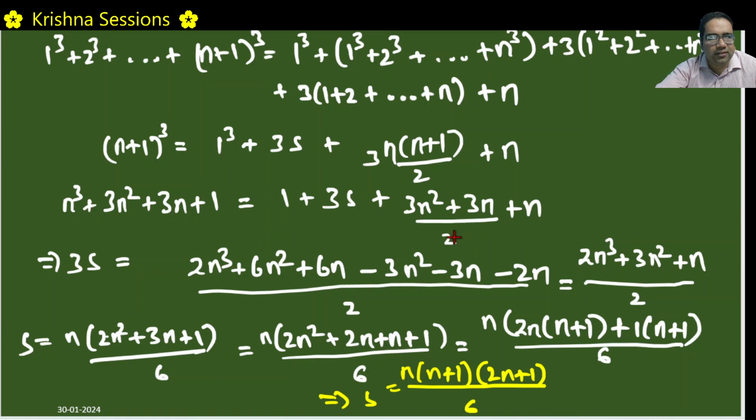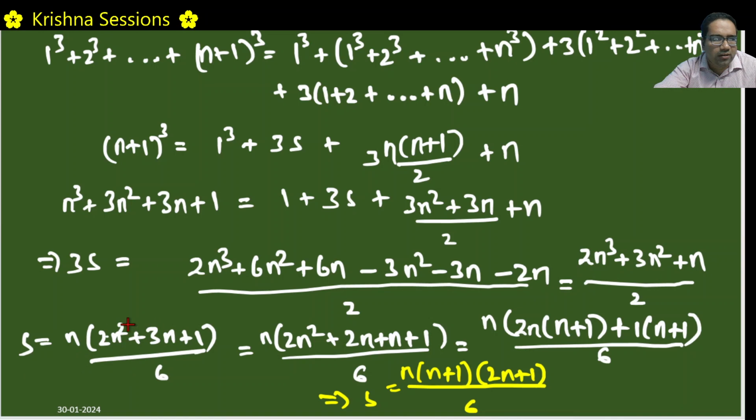So what is that? 2n cube plus 6n square plus 6n, that is this part, minus 3n square minus 3n minus this part 2n. If we just simplify this, 2n cube will remain, 6n square minus 3n square is 3n square, 6n minus 3n minus 2n is 6n minus 5n, which is simply n. Now let's take this expression. Let's take n common: n into 2n square plus 3n plus 1.